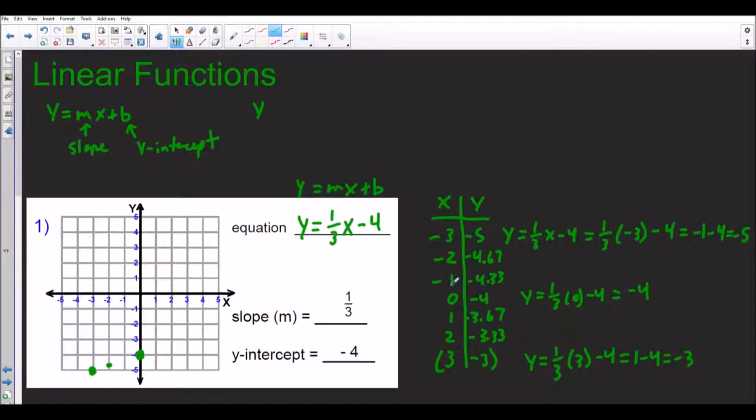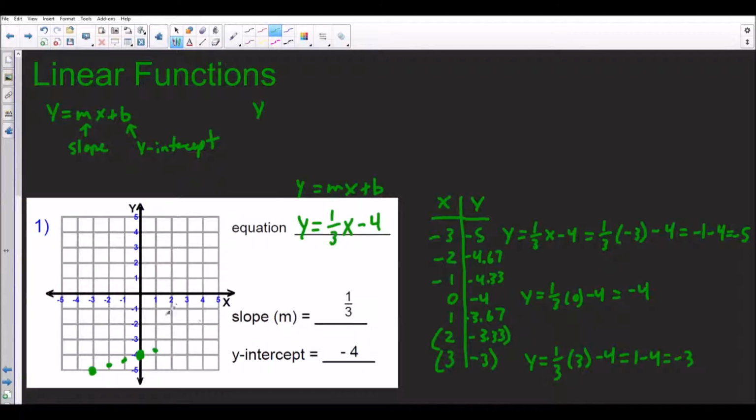Our next point is -1, -4.33. So -1, -4.33, somewhere around there. Then as you can see, we're plotting a line. And then we have our y-intercept, 0, -4. Then we have our next point is 1, -3.67. So 1, -3.67 is down here somewhere. Then we have 2. See, all I'm doing is plotting these points. So I started up here, kept on going down.